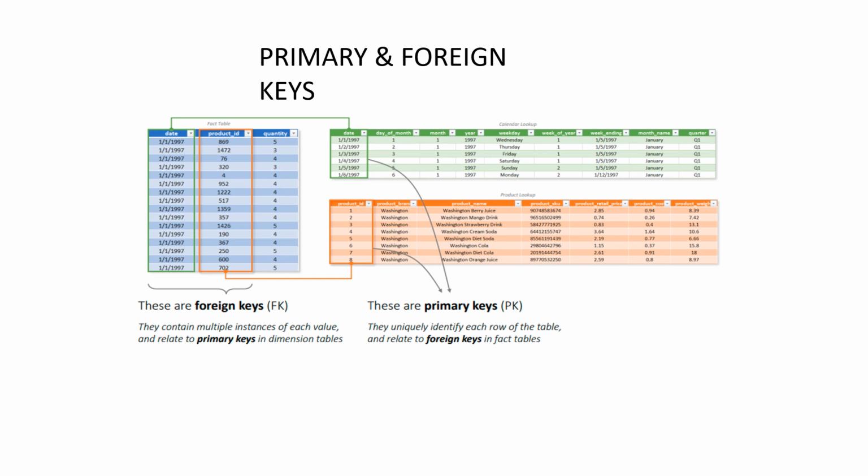Next, another important topic is primary and foreign keys. Here we have two types of tables, and their date and product IDs are foreign keys in the fact table. That means they contain multiple instances of each value and relate to the primary key in dimension tables. Primary keys are unique keys and they uniquely identify each row of the table and relate to foreign keys in the fact tables. So here date and product ID are primary keys in the dimension tables.